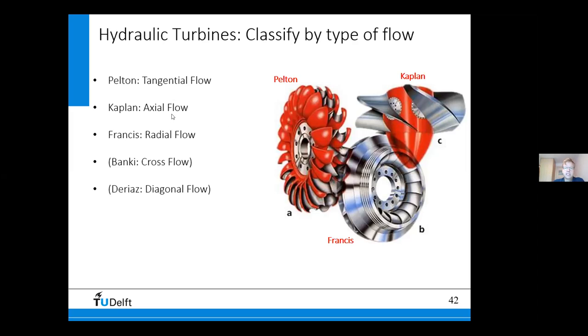And then you have the Kaplan, that's a fully axial turbine, like here. It's a kind of reaction turbine, where part of the pressure difference is also converted into power in the system. And then you have the Francis turbine, which is a radial flow turbine. We saw that the big ones are the Francis turbines. And it really depends on the dimensionless speed and the diameter what kind of turbine you use.